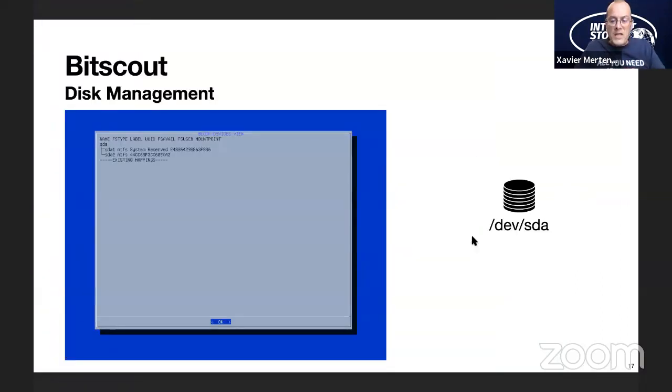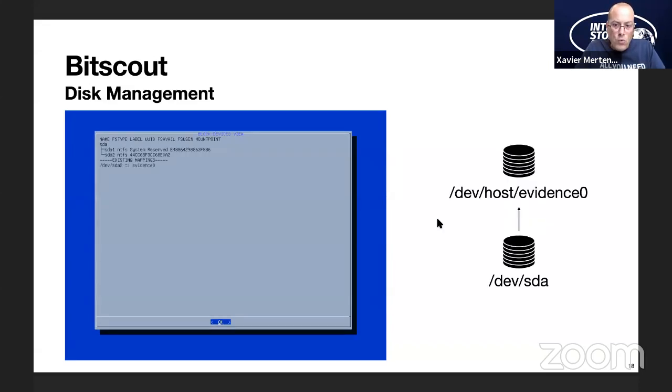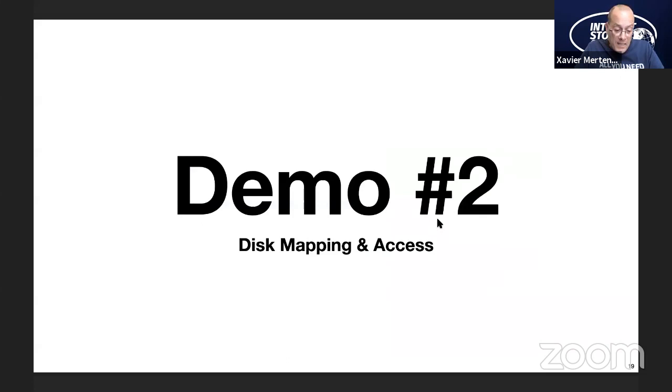So what about disk management, which is the key point? By default, the live CD will have VMDKs attached or will have a physical disk, for example /dev/sda. And the goal is to create mappings to be able to work on an evidence file system. So you will never work directly on the physical or the real file system. You will work on an evidence file system. And to do this, the customer must create some mappings.